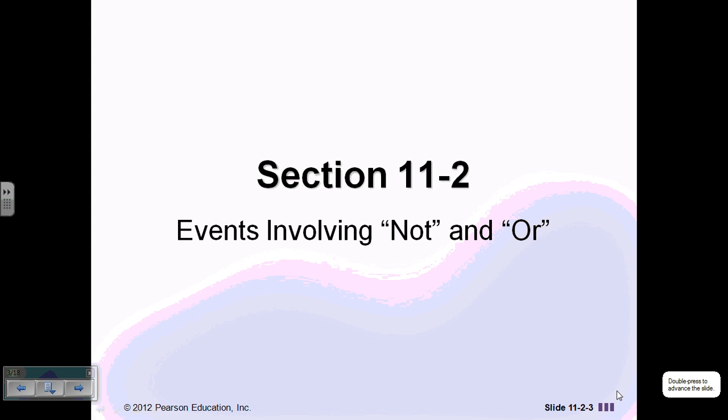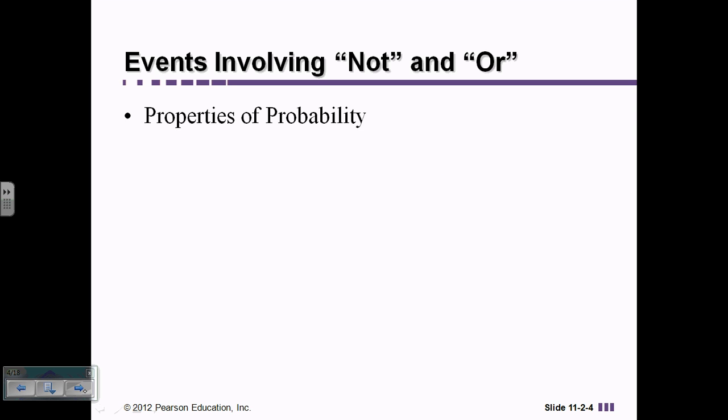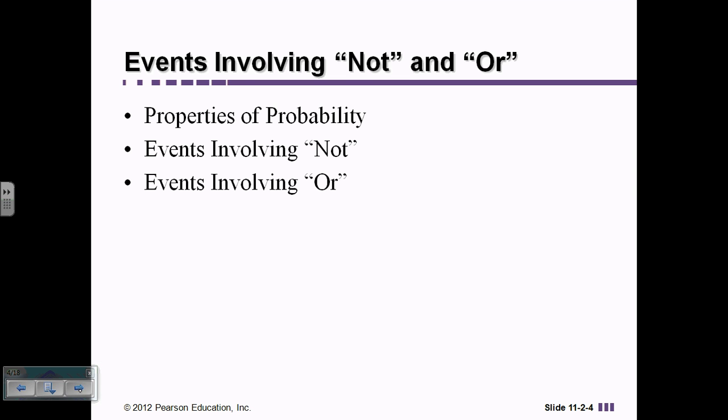We're going to be talking today about section 11.2, which is events involving not and or. We're going to be talking about some properties of probability, events that involve not, and events that involve or.